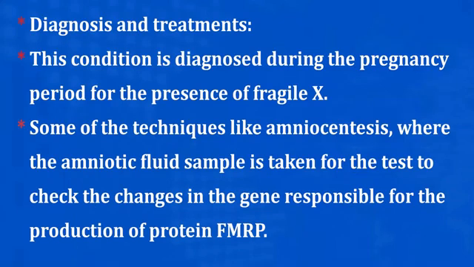This condition is diagnosed during the pregnancy period for the presence of Fragile X. Some of the techniques like amniocentesis, where the amniotic fluid sample is taken for the test to check the changes in the gene responsible for the production of protein FMRP.